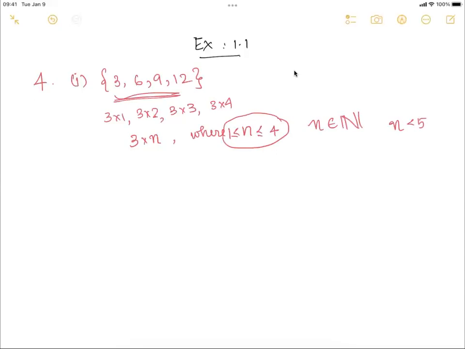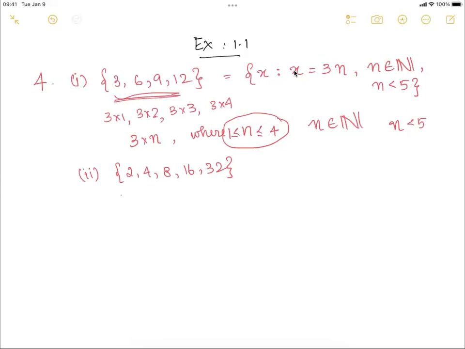So I can write this set to be a set of all x such that x is equal to 3n, or 3 times n, and n belongs to the set of natural numbers, and n is less than 5. So that's number 1.